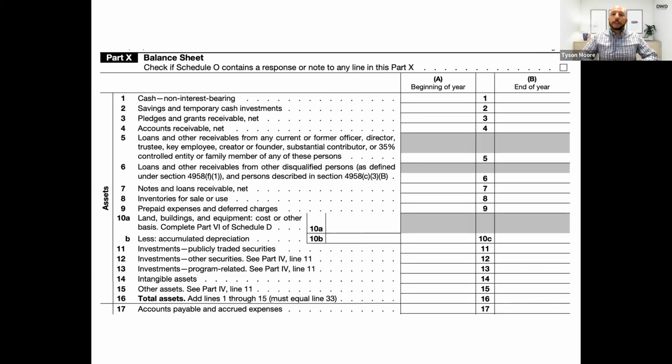Next, we're going to talk about the balance sheet. Just like your financial statements, we have a balance sheet. On the balance sheet, we start with assets. Again, this is only the first part of the page. We also have liabilities and net assets when you're looking at the balance sheet.